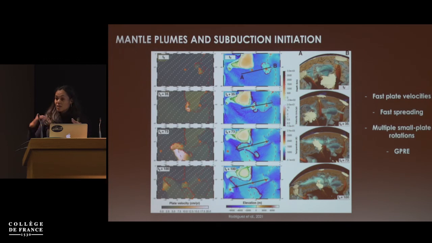And then if we look at the surface kinematics, here you have the velocity field and the velocity directions in white. You can see that you have sometimes very, very fast velocities at the surface, and a lot of small plates that can arise, interact with each other and rotate. And this can be assimilated to what we call a global plate reorganization event.